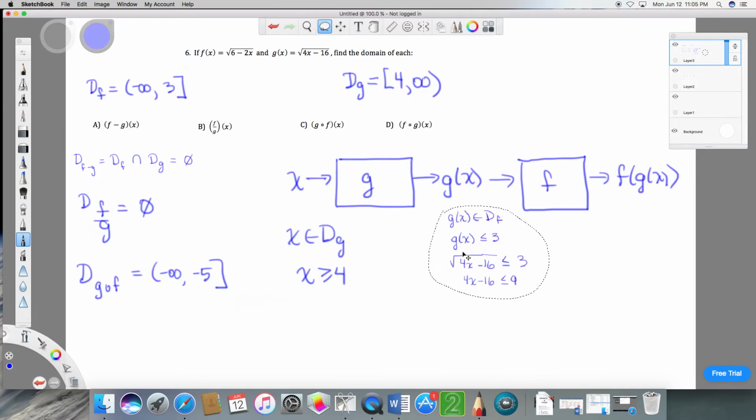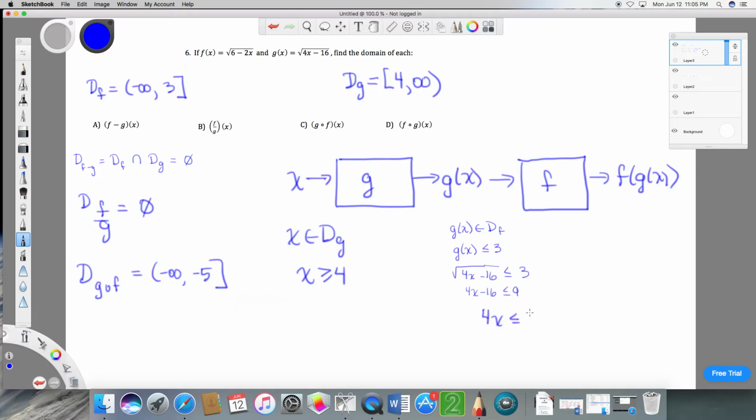So now if I add 16 to both sides and divide by 4, what will I have? Well, if I add 16, and then if I divide by 4, these have to be true at the same time. So for the domain of f composed with g, I have to be greater than or equal to 4, and at the same time be less than or equal to 25 over 4, which is a number that's a little bit bigger than 6, right?